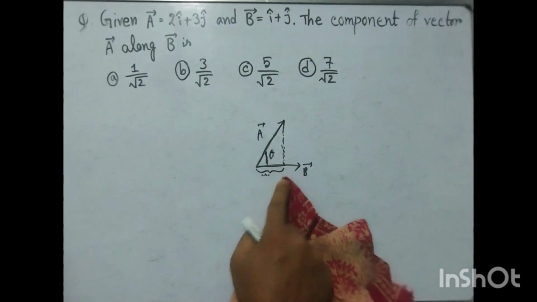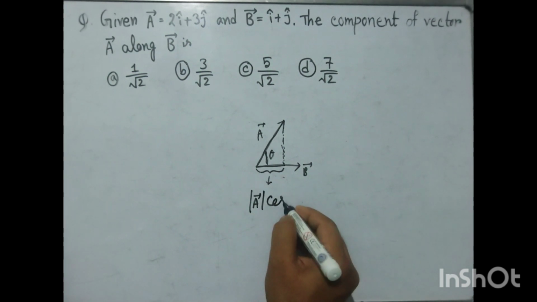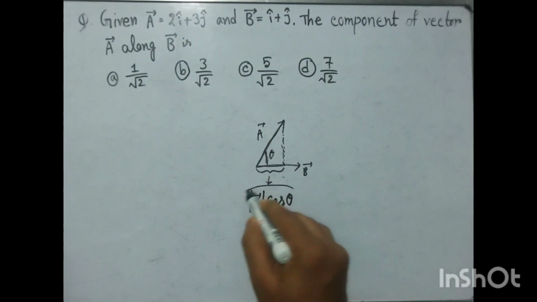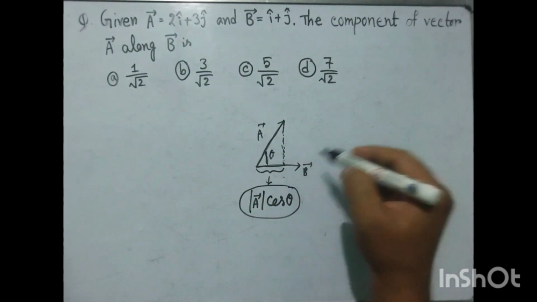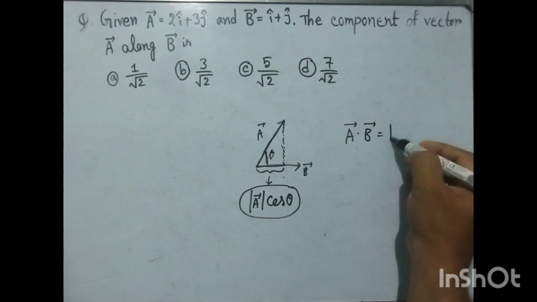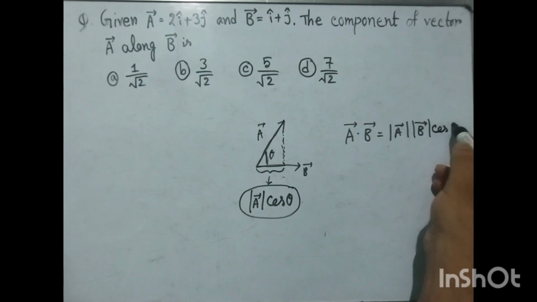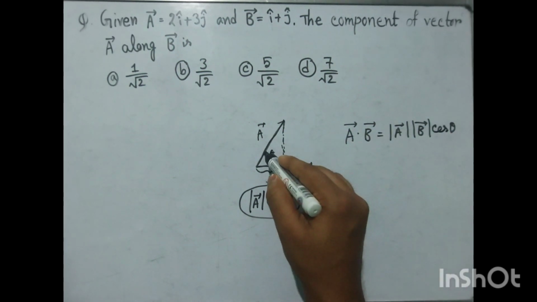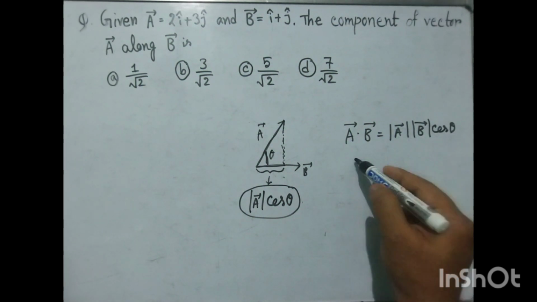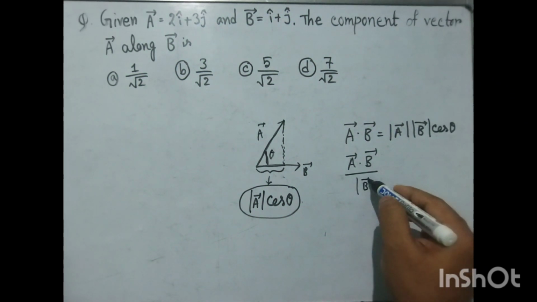Okay, write it a little bigger. It will be magnitude of A vector into cos theta, the component. So you have to find this magnitude of A vector into cos theta. What will that be? We know that A vector dot B vector is magnitude of A vector into magnitude of B vector into cos theta. Here theta is the angle between these two vectors. So we have to find magnitude of A vector into cos theta.